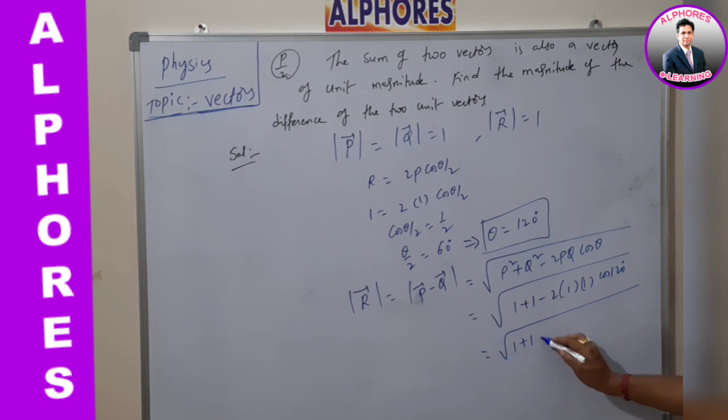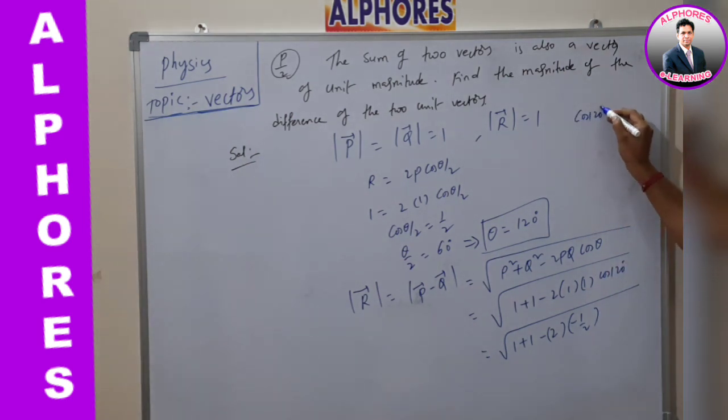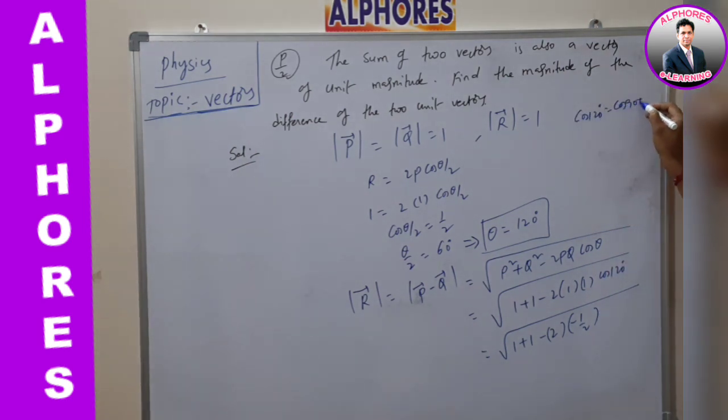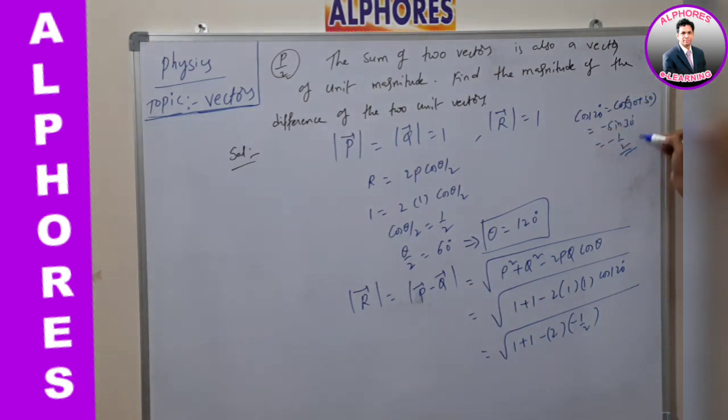Now that is equal to how much? 1 plus 1 minus 2 into cos 120, how much as per the trigonometry? Cos 120 is equal to cos of 90 plus 30. Cos 90 plus theta is minus sin theta, means minus sin 30, that means minus 1 by 2, because sin 30 is nothing but 1 by 2. So cos 120 is equal to minus 1 by 2. After cancelling, 1 plus 1 plus minus of minus 1 means 1.